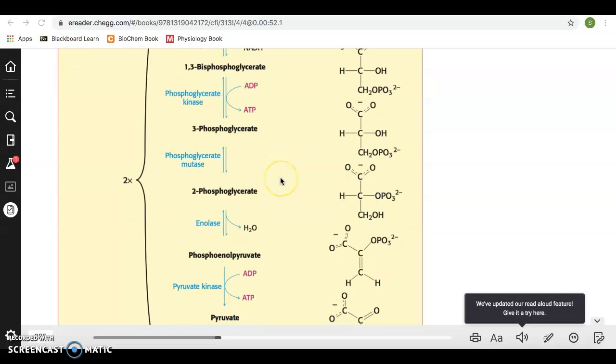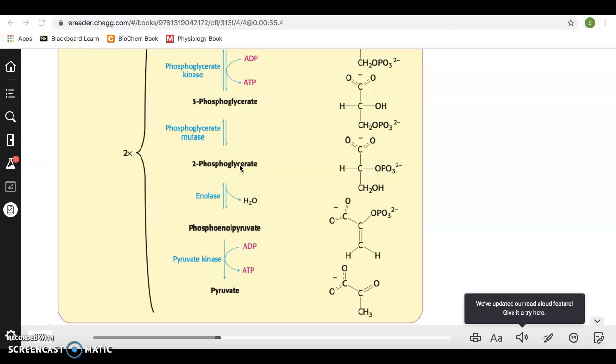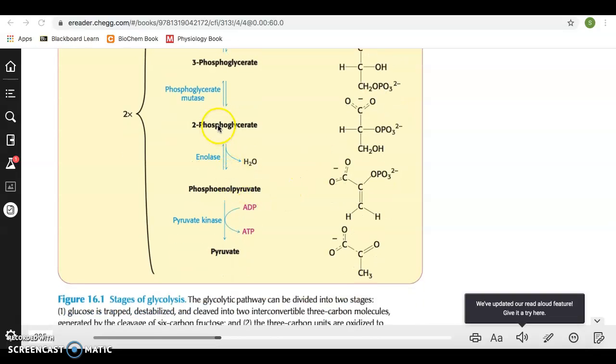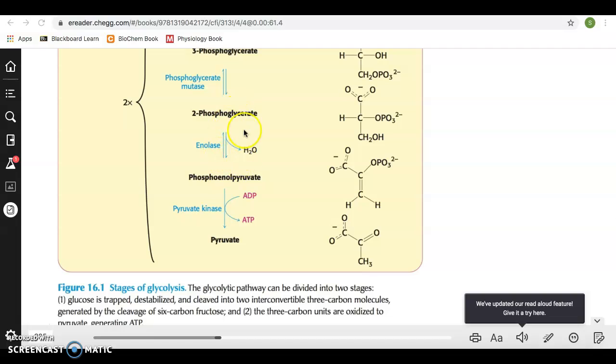and that leaves us with 3-phosphoglycerate, and then phosphoglycerate mutase moves this phosphate group up to here and forms 2-phosphoglycerate, and then enolase removes this water, the oxygen and 2 hydrogens from there, leaving us with phosphoenolpyruvate, and pyruvate kinase then uses that phosphoenolpyruvate, removes that phosphate and puts it onto ADP, forming ATP and our pyruvate.